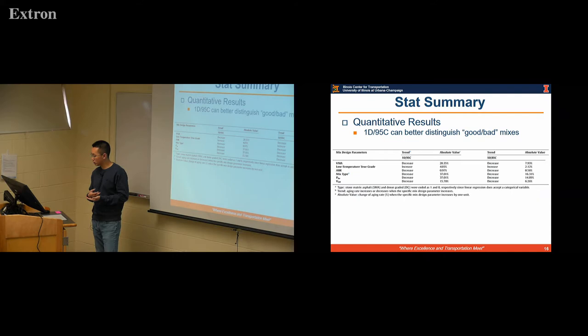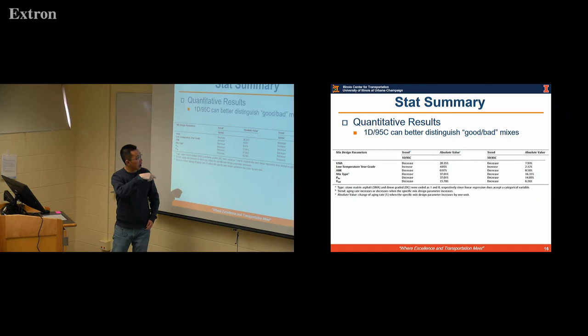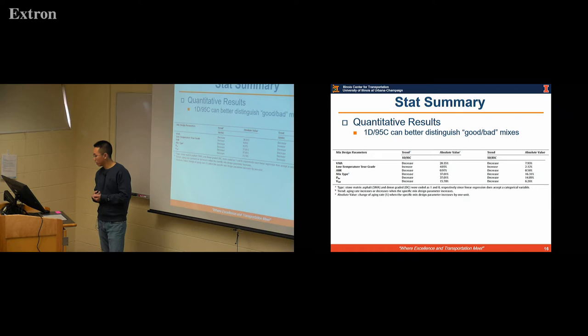But what's interesting here is the absolute value. What does absolute value mean? When you increase your VMA by 1 unit, your aging rate is going to decrease by 20.35%. And we always see larger values under the 1 day 95C column than the 5 day 95C column, which means since they have the same trends, we can see that 1 day 95C can actually predict the performance after 5 day 95C. And it can even better distinguish the good or so-called bad mixes, because they have more obvious results.